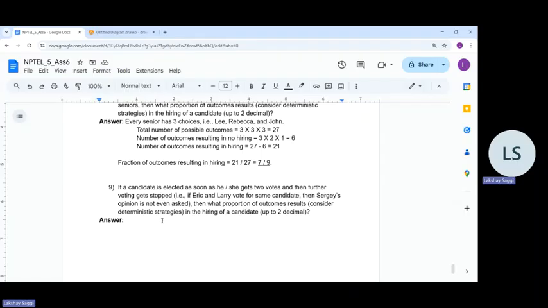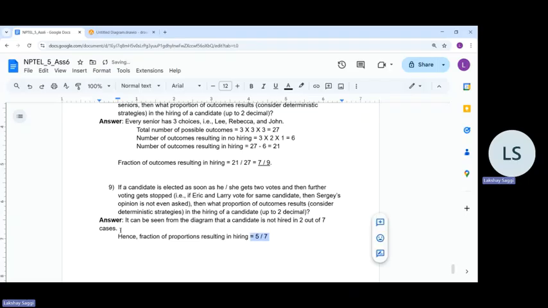So in hiring of a candidate, it can be seen from the diagram that a candidate is not hired in 2 out of 7 cases. Hence, the fraction of proportions resulting in hiring is actually equal to 5/7. So maybe we just write like that.